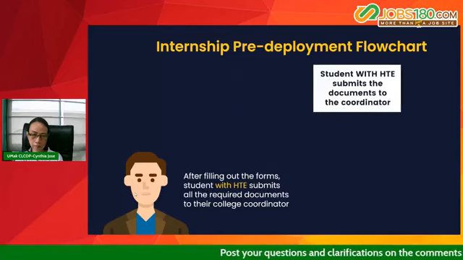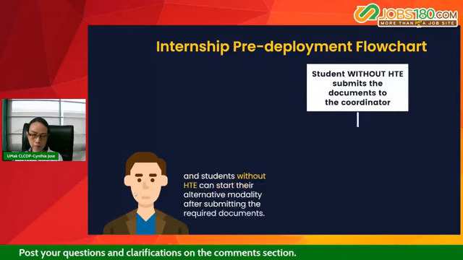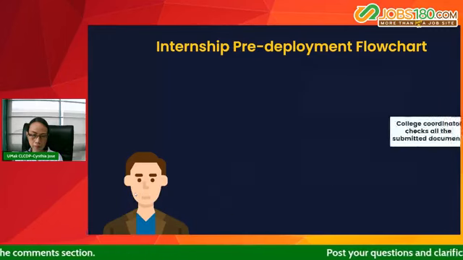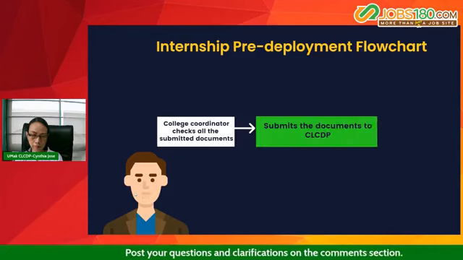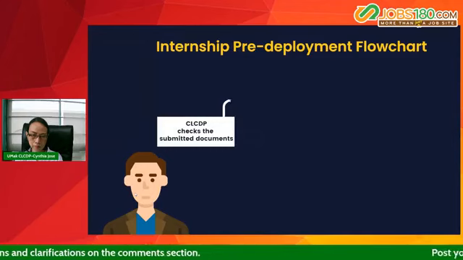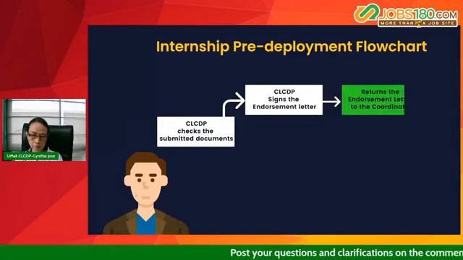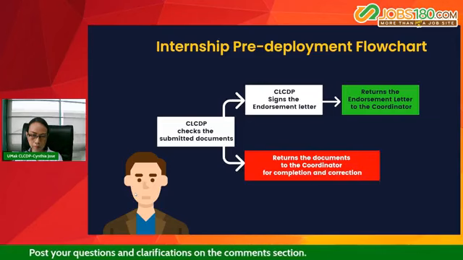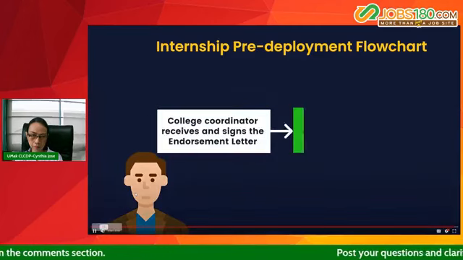After filling out the forms, the student with HTE submits all the required documents to their college coordinator, and the student without HTE can start their alternative modality after submitting the required documents. The coordinator checks the documents that were submitted by the students and submits them to CLCDP. CLCDP checks all the submitted documents. If the documents are complete and correct, CLCDP signs the endorsement letter and returns it to the coordinator. If not, CLCDP returns the documents to the coordinator for completion and correction. Coordinator receives and signs the endorsement letter and returns it to the students.